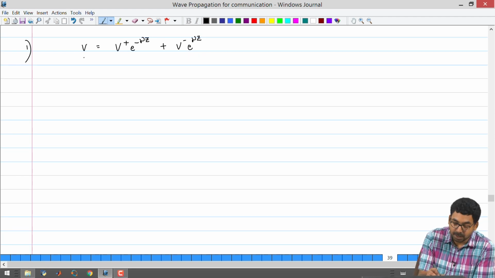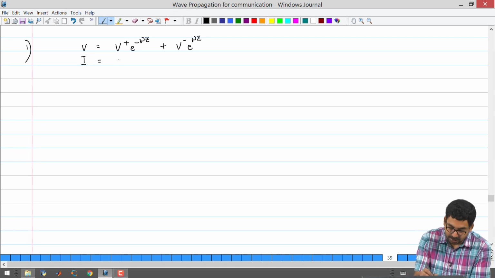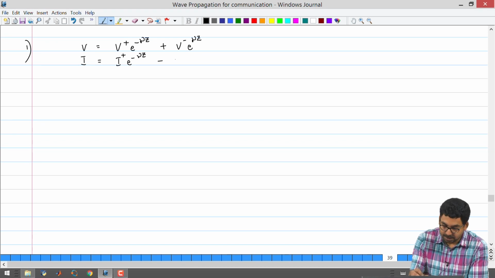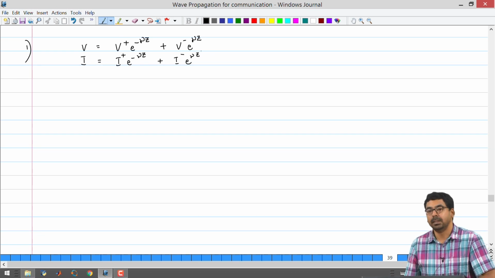Right. So, I am just writing down the general solution for the current in the transmission line. That is going to be I plus e to the minus gamma z minus I minus e to the plus gamma z.